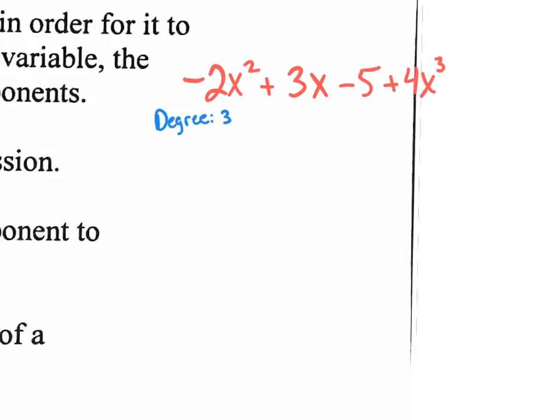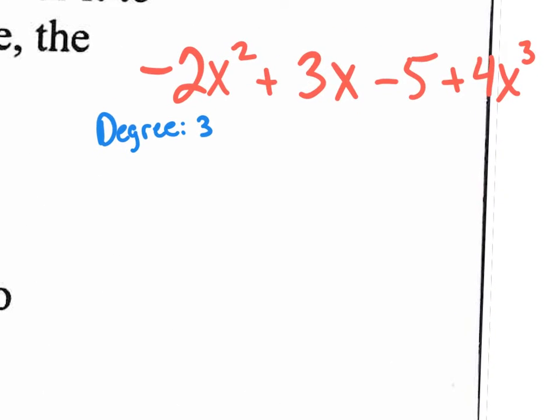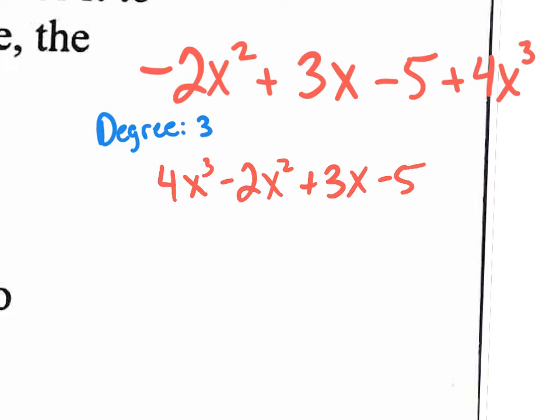So let's go with this example that we jotted down right here. That's definitely not in standard form, right? So what would the standard form of that polynomial be? 4x to the third, minus 2x squared. Everything else is in order, huh? Plus 3x minus 5. And this is what we call standard form. Simply rewriting it with your highest exponent term first all the way down to your smallest. It's nice and organized.